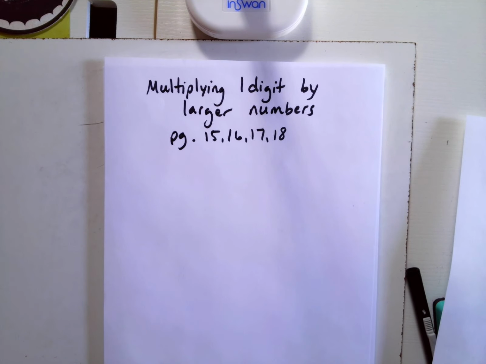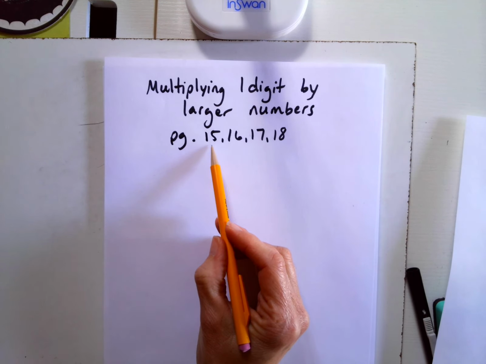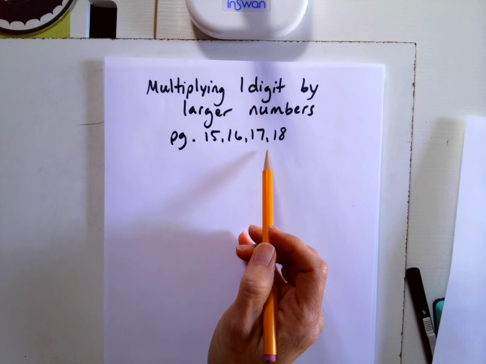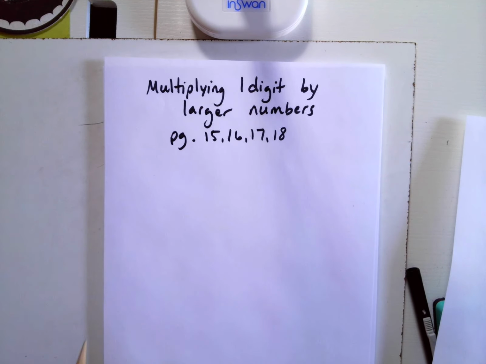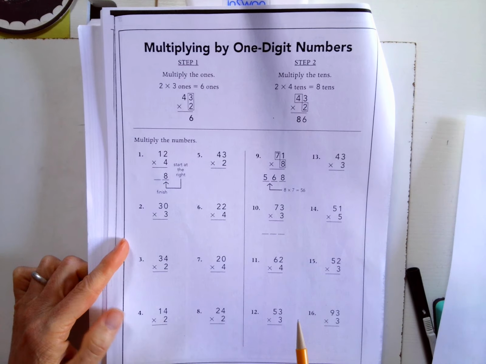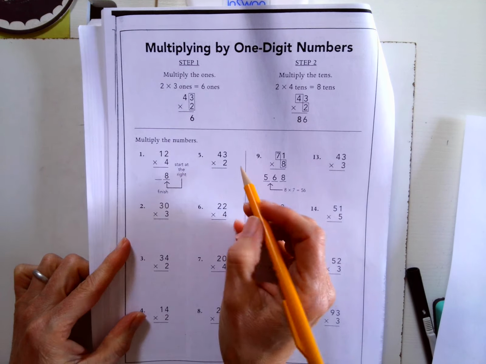Hello, this week we're going to look at multiplying one digit by larger numbers. And you'll find that on these pages in the book. These are the pages that I want you to start the week with, 15, 16, 17, and 18. 15 looks like this. Actually, I asked you to do this last week, so you may have it done.